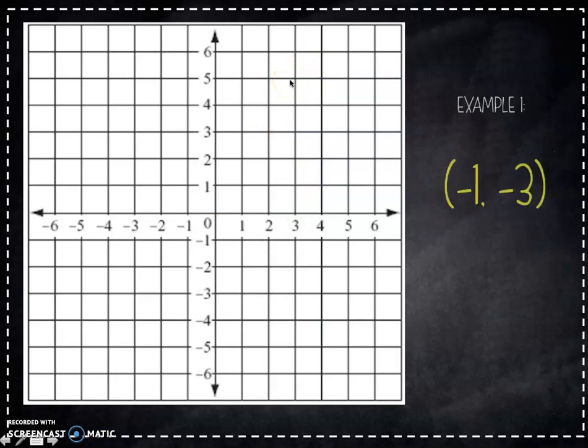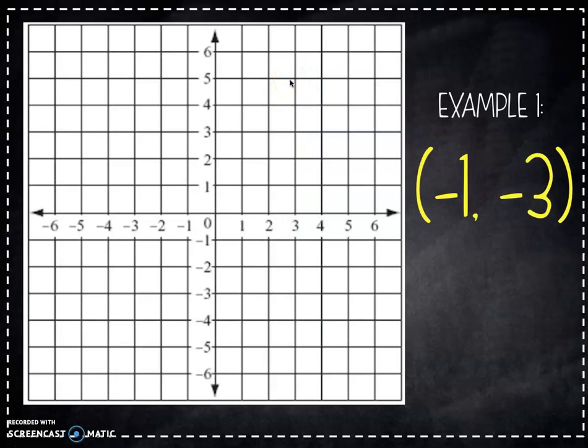Okay, let's look at example 2. Example 2 is -1, -3. Again, we're going to start at the origin. Our x is a -1, so we're going to go left 1. And our y is a -3, so -3 tells us to go down. And where those two lines meet is where we're going to put our point. So here's -1 down to -3. That's where we put our point.